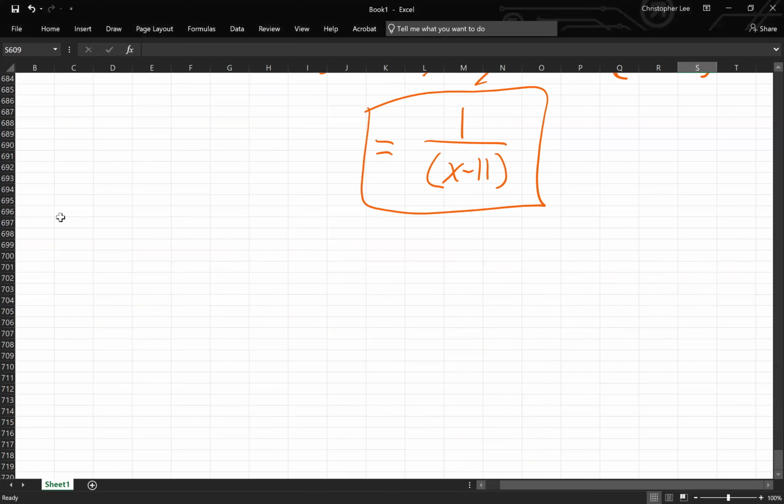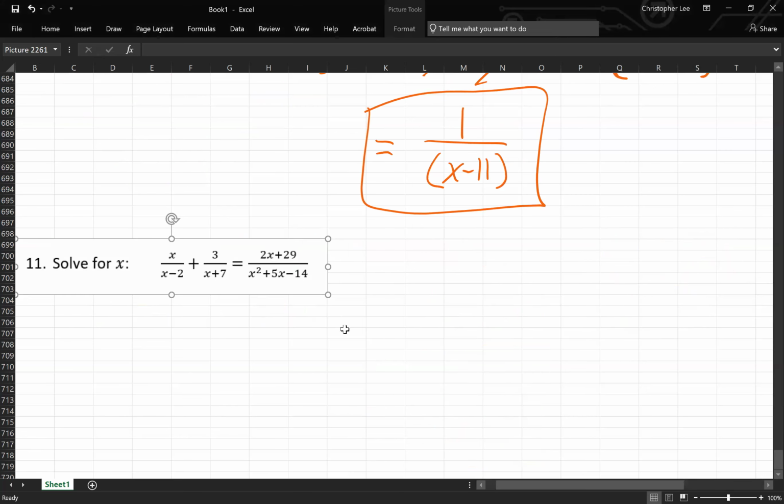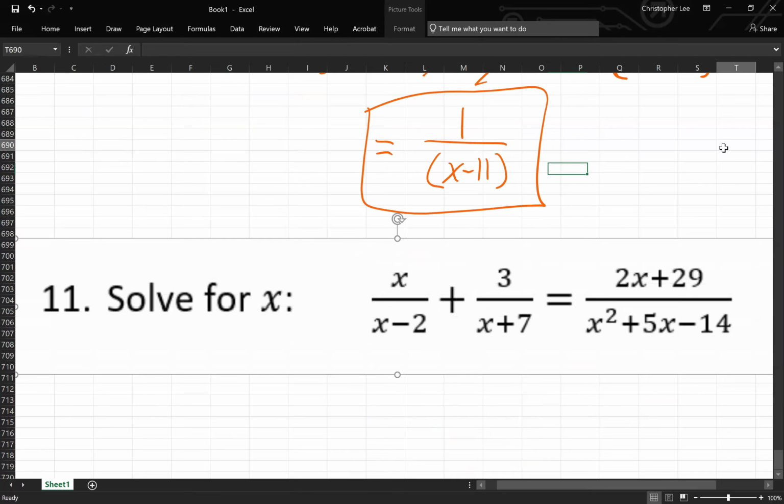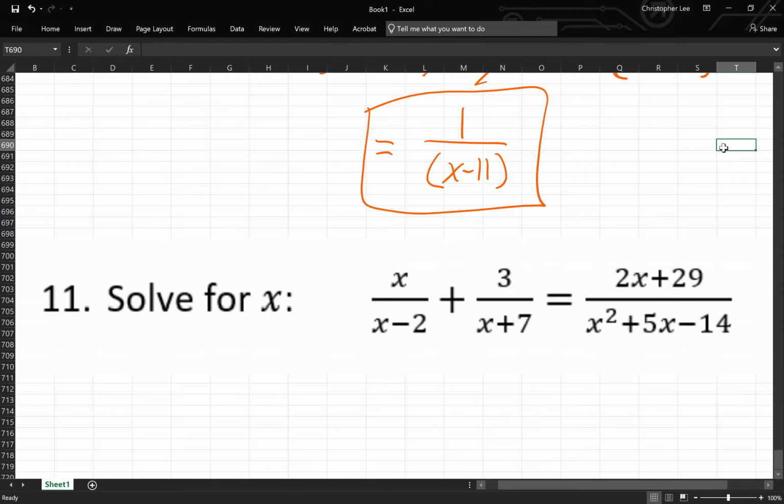Give you guys a chance to catch up with this, or to try it, I mean. So I have x over x minus 2 plus 3 over x plus 7 equals 2x plus 29 over x squared minus 5x minus 14. Solve for x.